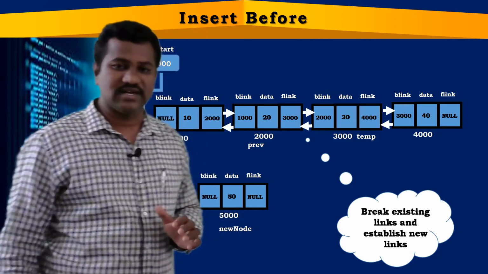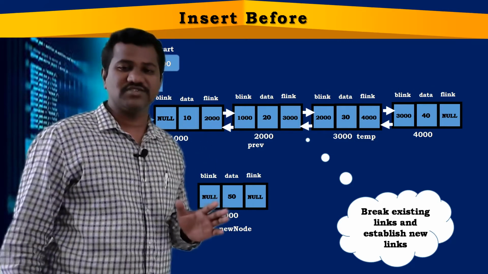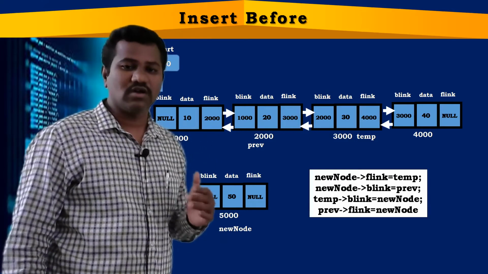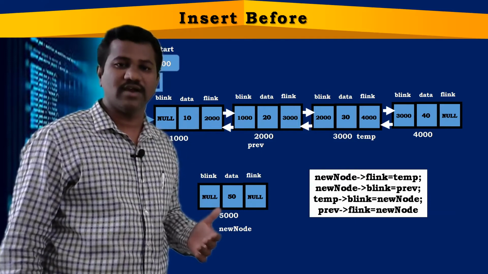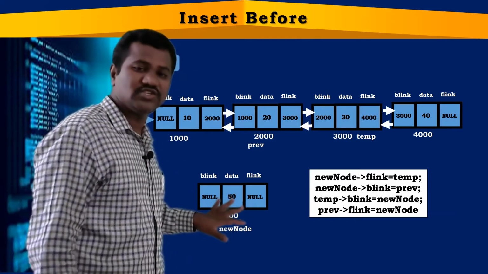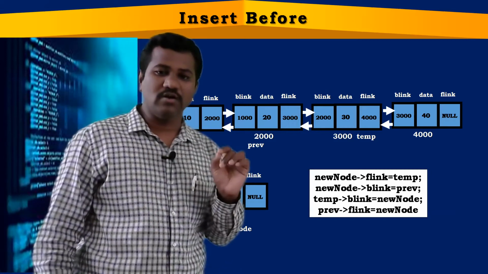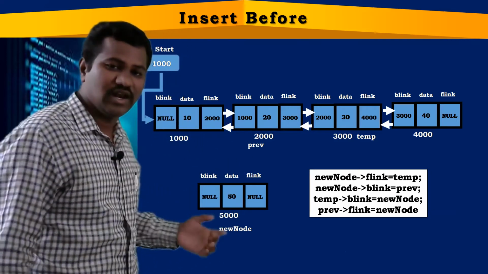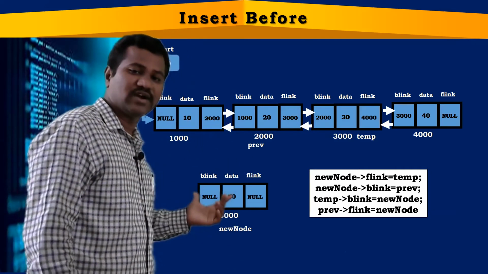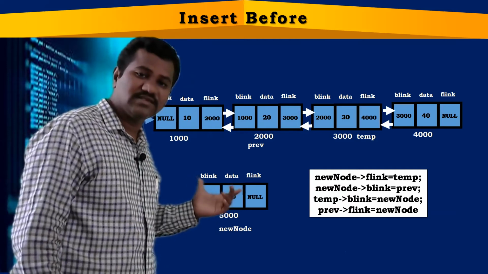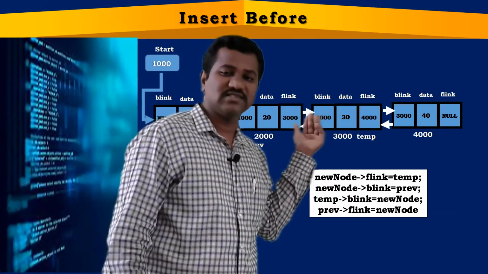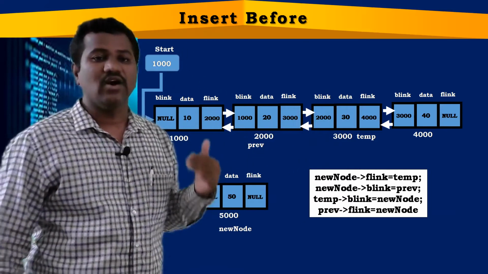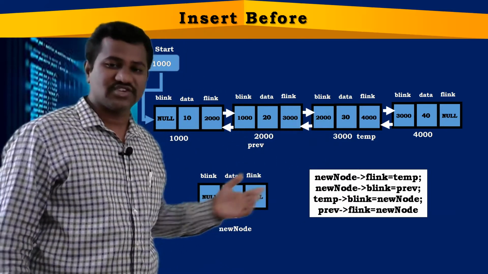And how do I need to place that? With the help of some instructions that I'm going to use, and I will explain all the instructions to you one by one. Just have a look at this new node. Whenever you are going to perform an insertion operation, first try to fill the new node's forward link and backward link. After filling these, then break the links. And how are we going to do this? Let us have a look instruction by instruction.